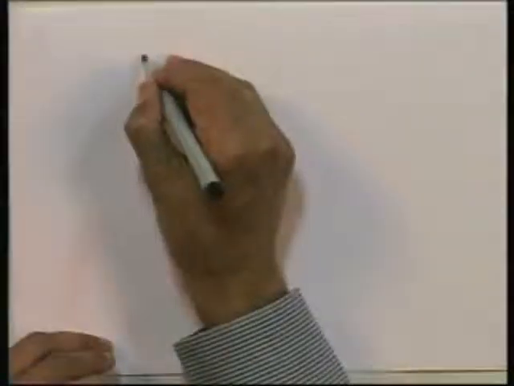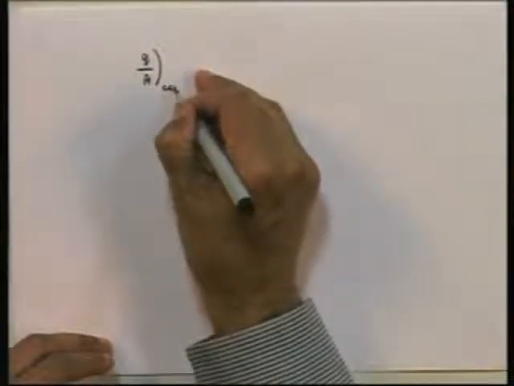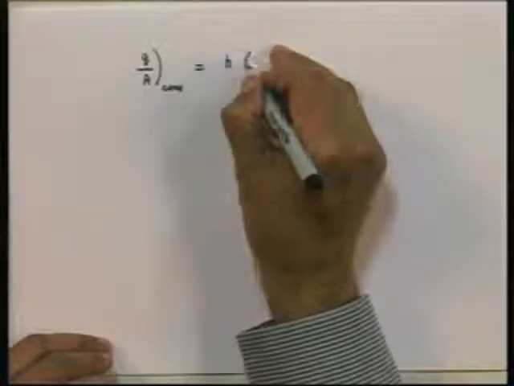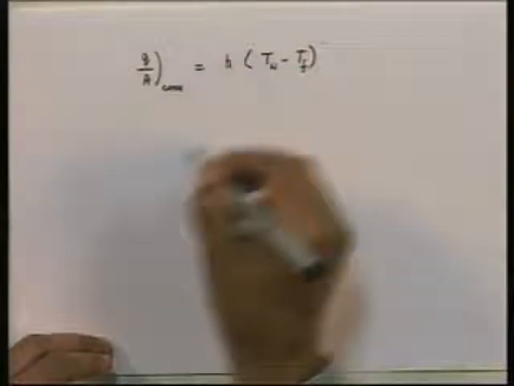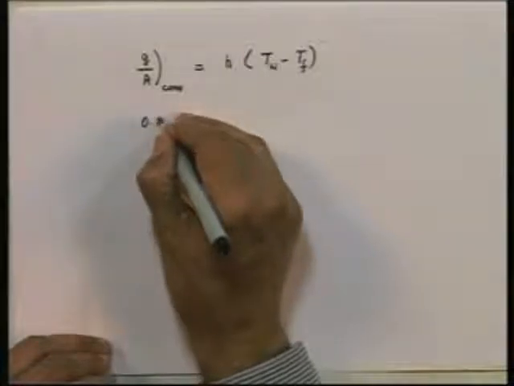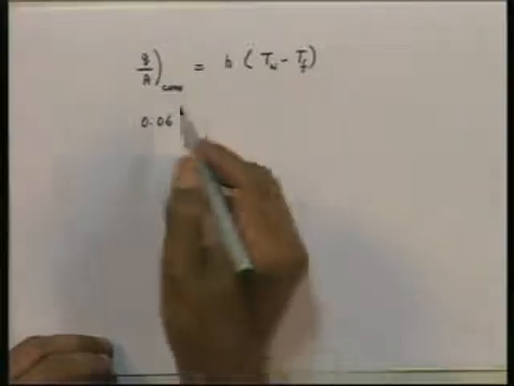And what will be that value of TW that we will get? If I apply Newton's law of cooling, I have Q by A by convection is equal to H into TW minus TF. So, if I simply now substitute the data, I will get 0.06 watts. I am assuming that heat loss by radiation can be neglected. So, 0.06 is all lost by convection.